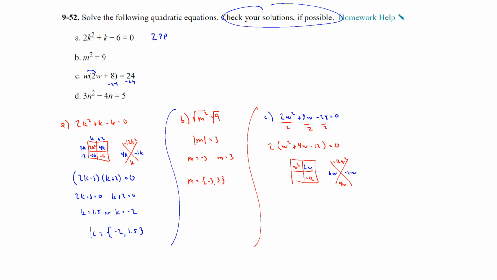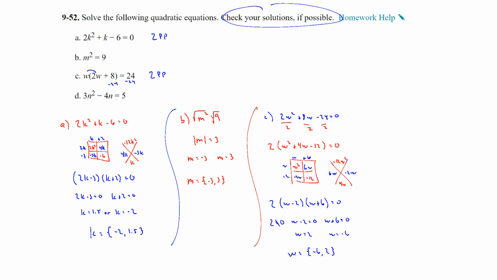So we'll put the 6W and the negative 2W, and then we would have W plus 6 on the top and W minus 2 on the bottom. So it does factor. We have 2 times W minus 2, W plus 6. Once again, we could use the zero product property on this one. Set our factors equal to 0. Now we do have a factor of 2. 2 will never equal 0, so it's not going to give you a solution. You're only going to get solutions from the variables. So if we add 2 and subtract 6, we have our solutions as W equals negative 6 comma 2.